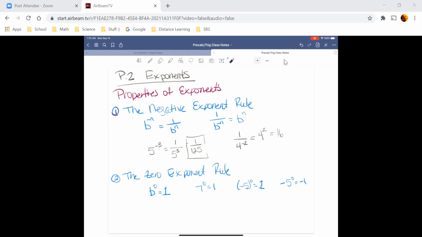So on this one, because you have that (-5) raised to the 0, this whole entire piece is being raised to the 0. The other one is the same thing as -1 times 5 to the 0. So the only thing that you're raising to the 0 power is the 5, because that negative's on the outside.